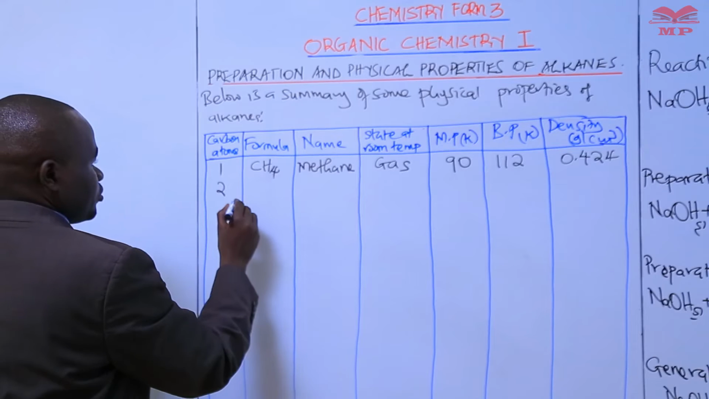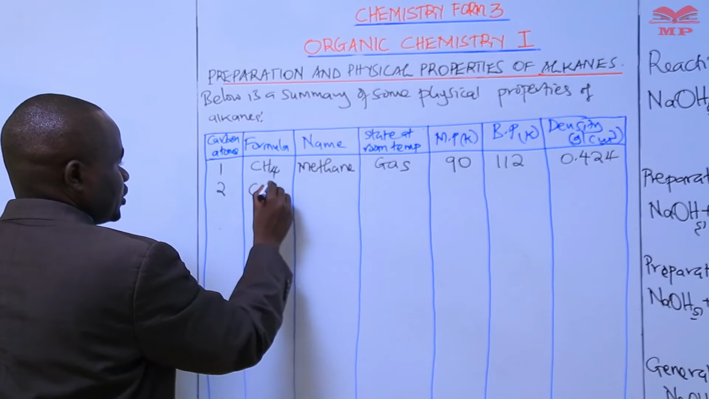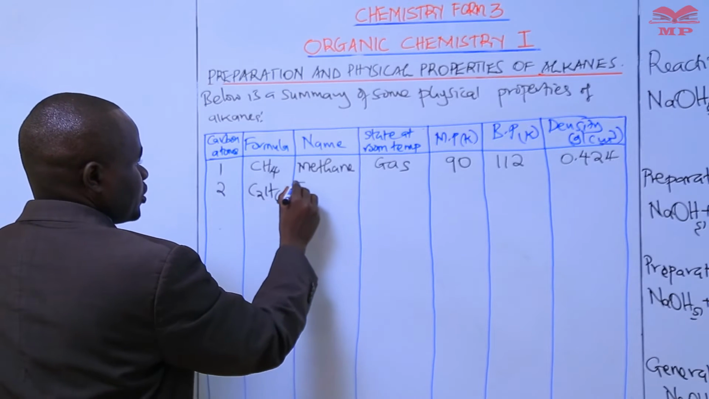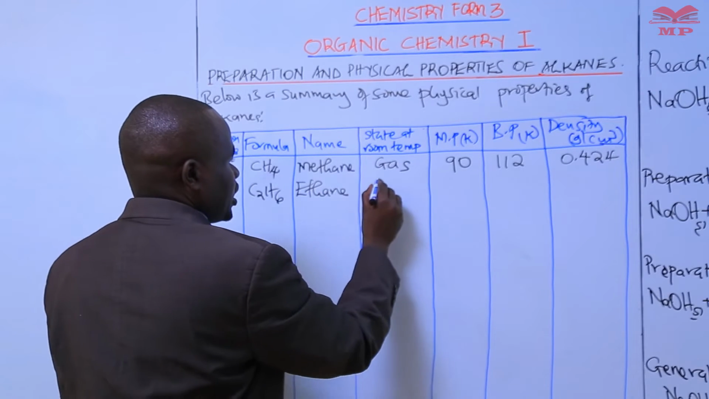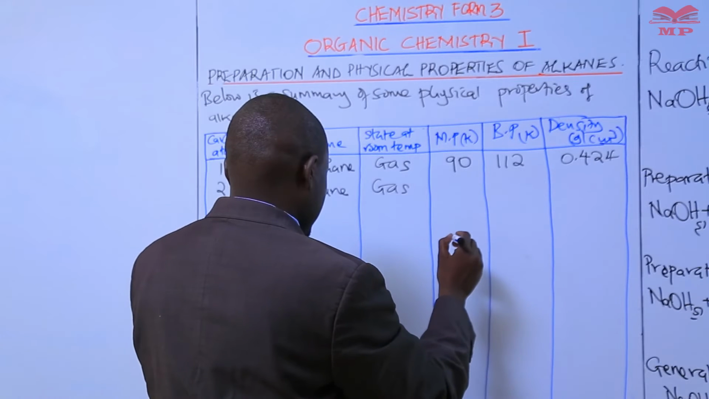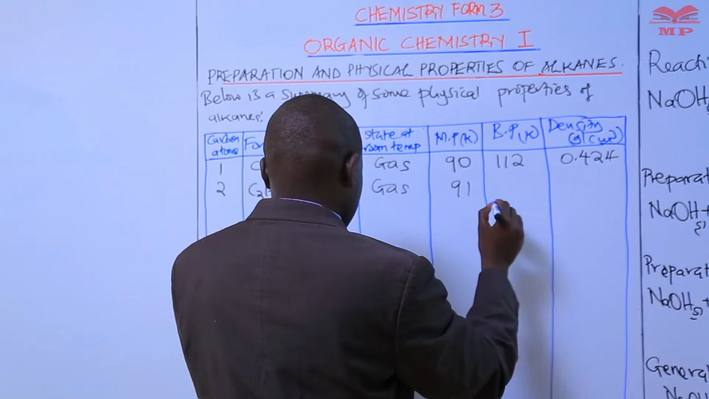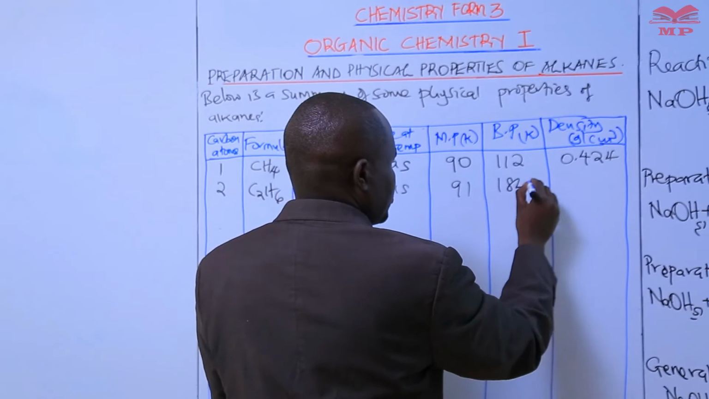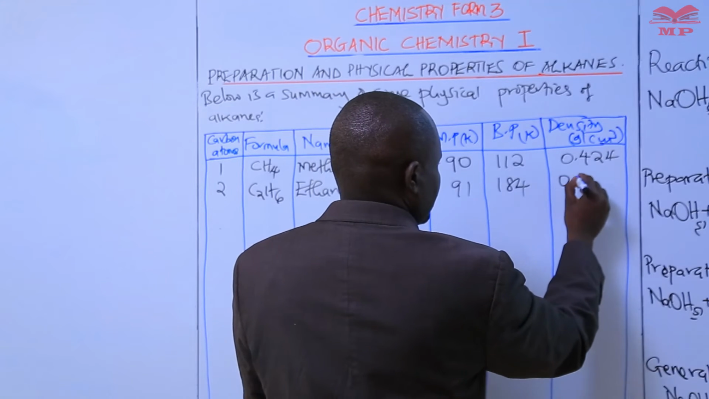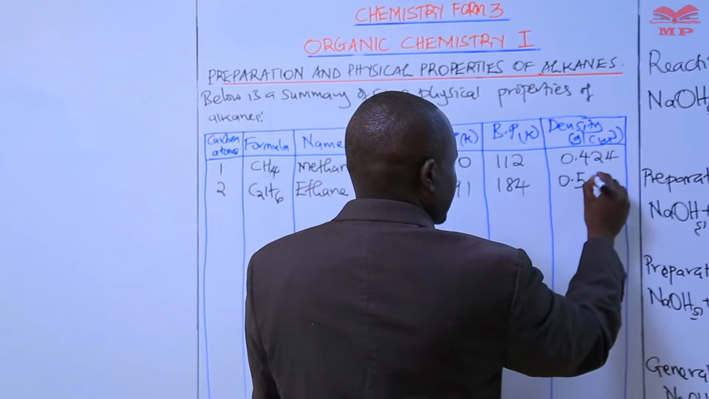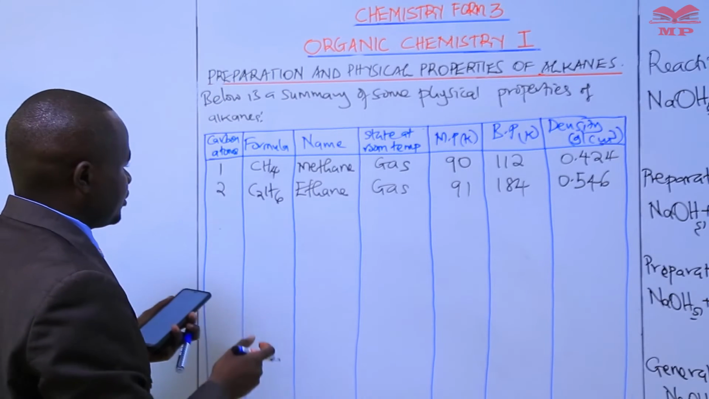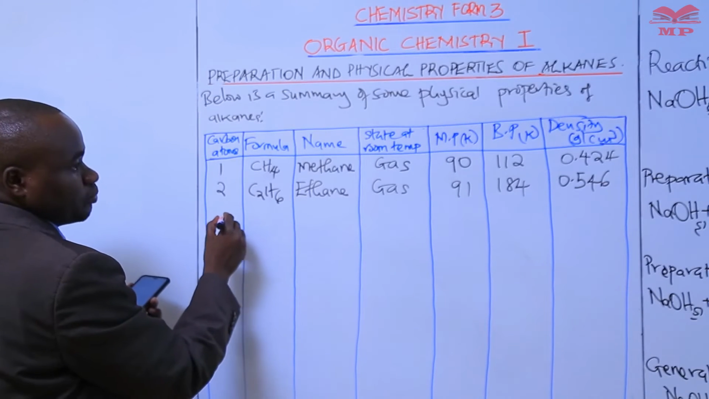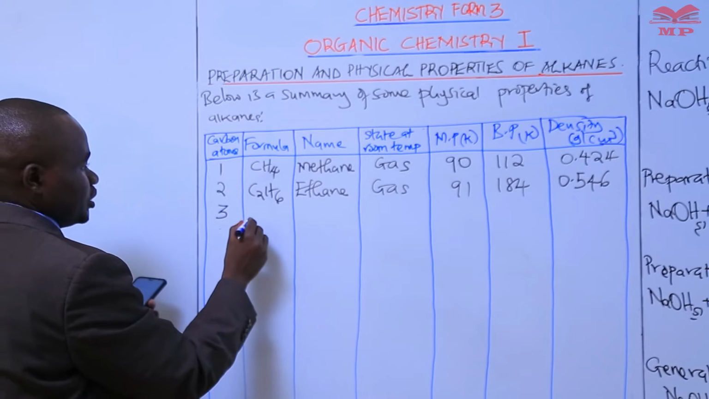Carbon atoms 2, formula C2H6. The compound is called ethane. State at room temperature, it's a gas once again. Melting point 91, boiling point 184, density 0.546. You can see the first two, the trend in terms of melting point, boiling point, as well as density.